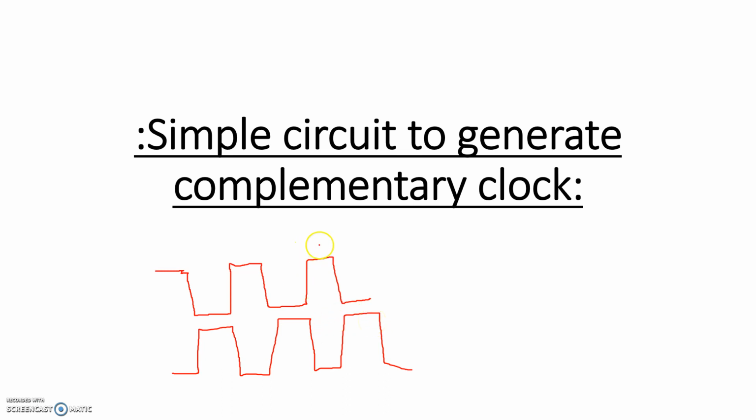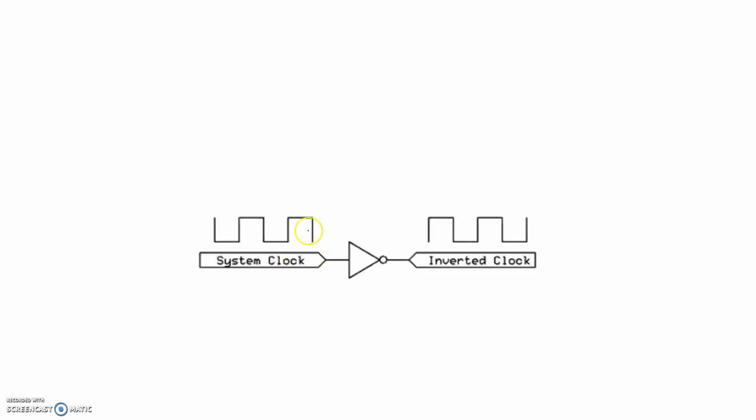Obviously from the name complementary clock itself we can get an idea that, fine, I have one clock as input, so I will pass that clock through a NOT gate and take the output in complementary form at the output of the NOT gate, and then I have two complementary clocks. One is present on the input side, one is present on the output side of the NOT gate, right? So that is the simple approach.